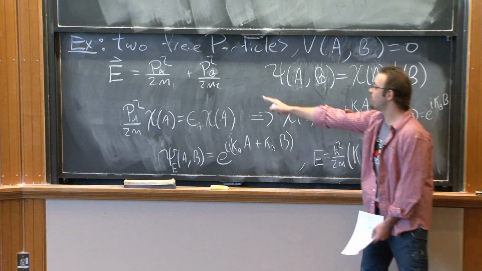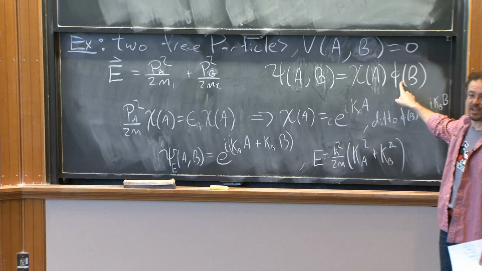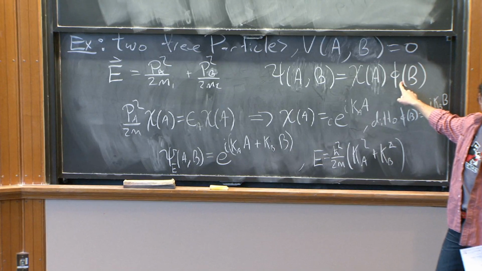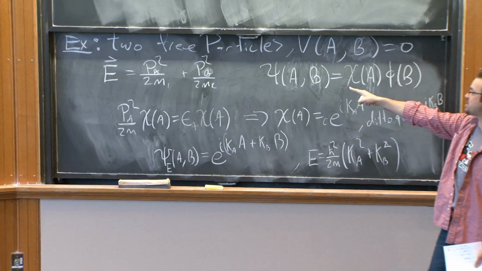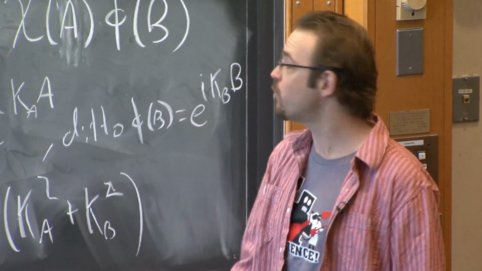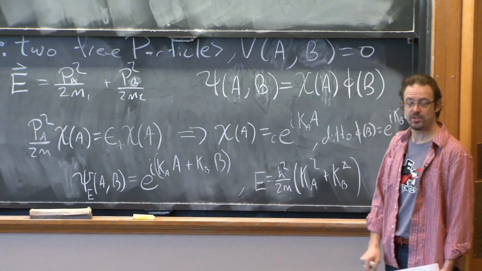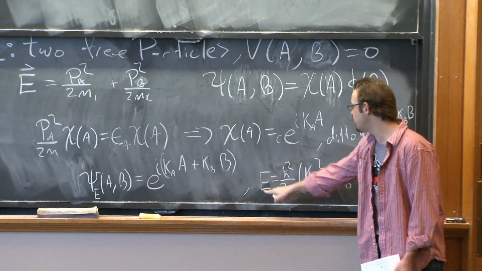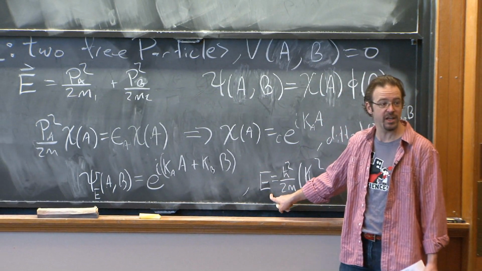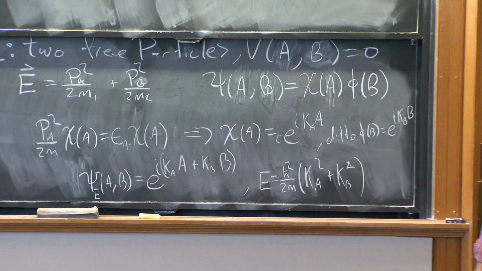For a system of two free particles, is every wave function of the form chi of A times phi of B? If you have a system that's separable, is every solution itself separated? No, because we can have arbitrary superpositions of forms of this type. Right? So we could have superpositions of plane waves as long as the total energy is equal to E. I can just superpose them and I still have an energy eigenfunction. Everyone cool with that? Okay.